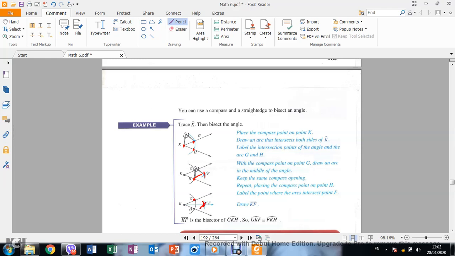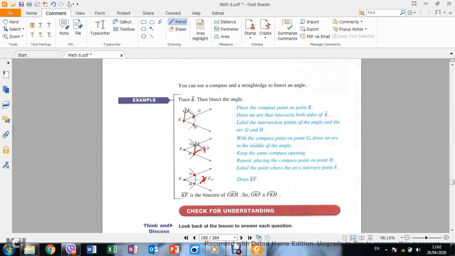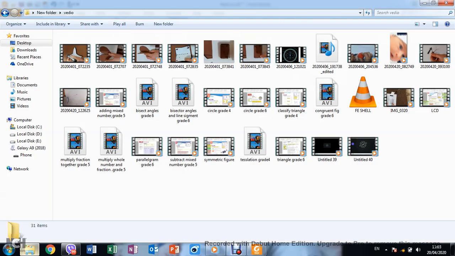When you get point F, we draw a line from K to F. This is called KF, a bisector of angle GKH. So you tell me angle GKF is congruent to angle FKH. Now I show them in this video.